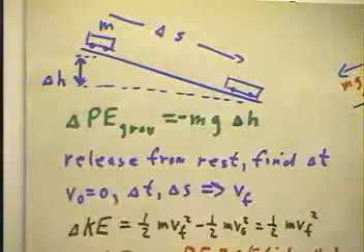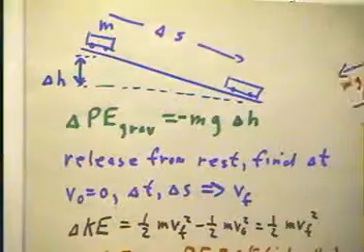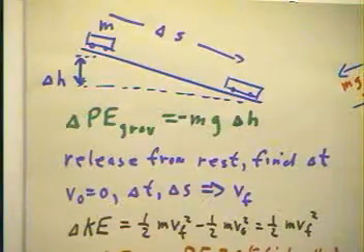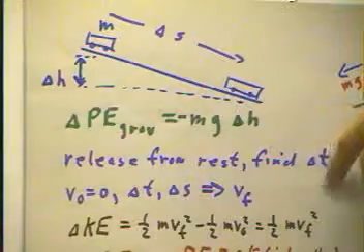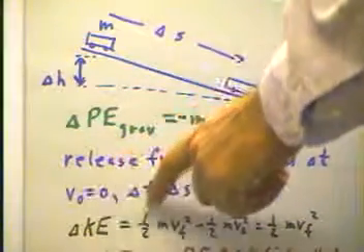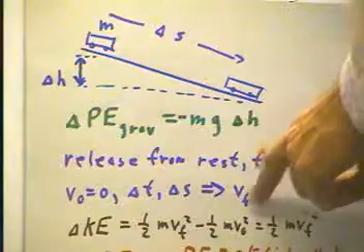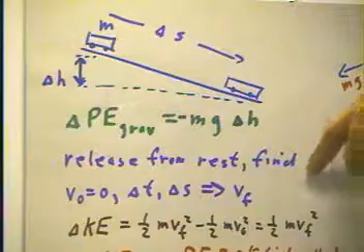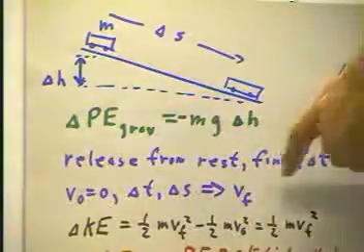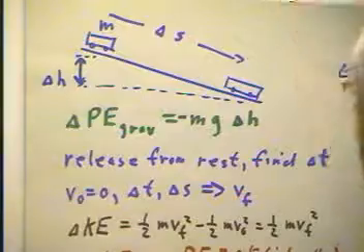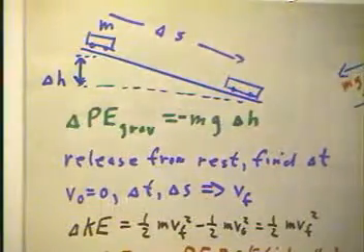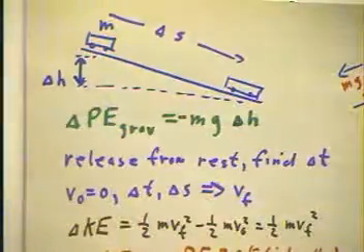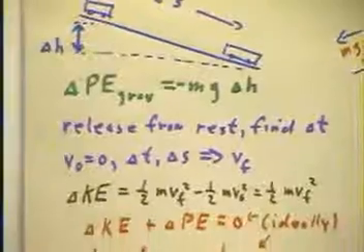Now, if we release this object from rest, we could, in an experimental situation, find delta t. If V0 is 0 and we have delta t and delta s, we can easily find the final velocity. By measuring delta t, we have sufficient information to find the final velocity of the object. And what we're talking about here is how we could test the conservation of energy in this situation.